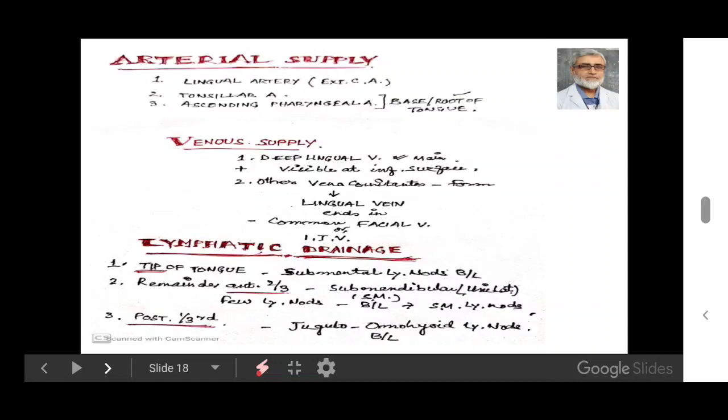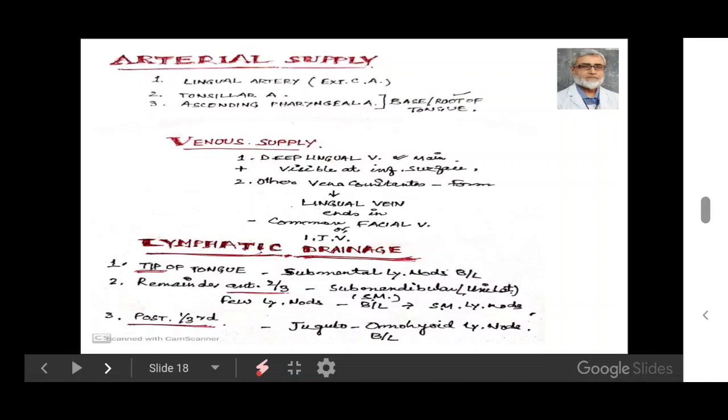Venous supply. The deep lingual vein is the main vein of the tongue, and it is well visible on the inferior surface of the tongue. It has clinical importance, which will be dealt with later on. Other veins communicate with the lingual vein, which ends in the common facial vein and finally drains into the internal jugular vein.